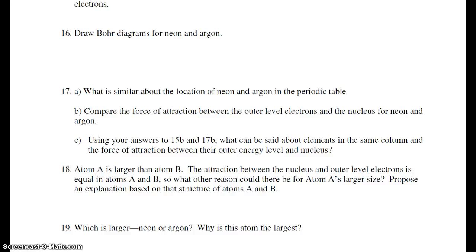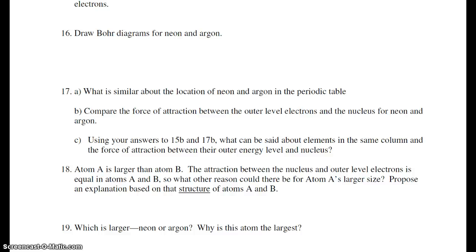B. Compare the force of attraction between outer level electrons and the nucleus for neon and argon. So you need to look at your drawings, and you can see that in the outer energy level they both have 8. So there's going to be a +8 attraction from the nucleus.